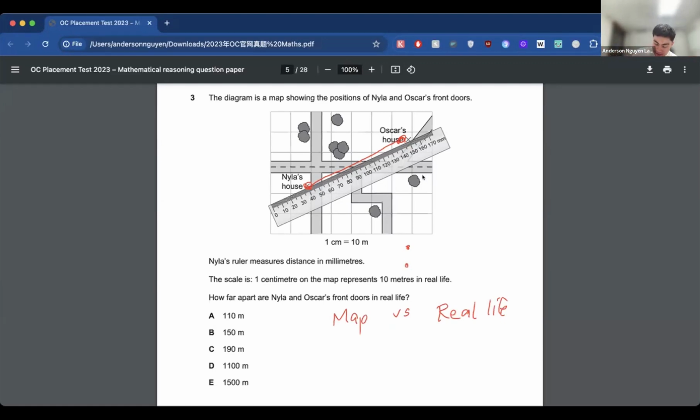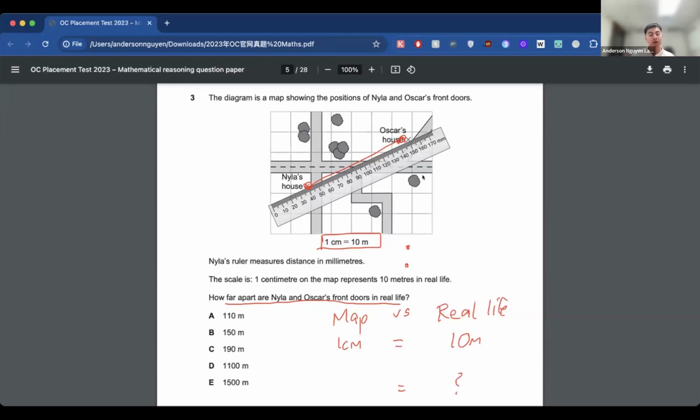Now, they give you a little legend here, a little piece of information that helps you understand the conversion between what's on the map to what it is in real life. What's the measurement in real life? So 1 centimeter on the map is equal to 10 meters in real life. Okay. Now, the question where the question mark is, it asks us, what's the measurement in real life? So you put a little question mark there to show yourself that's what I'm finding. That's what I need to answer.